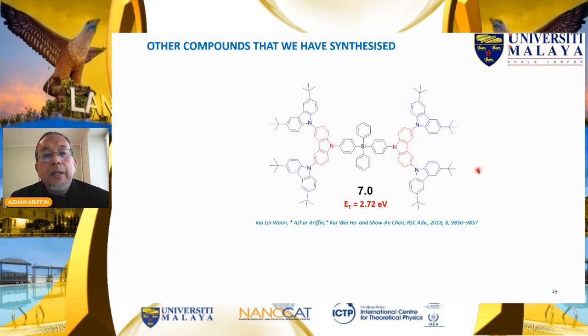Other than that, we have also successfully synthesized this compound, just that we don't have enough amount to make a device to study its behavior as an OLED device. This molecule also has quite good triplet energy, 2.72 electron volt, which is maybe suitable as an electron transport layer or maybe suitable as the host layer in the OLED device. So I think maybe I'm running out of time.